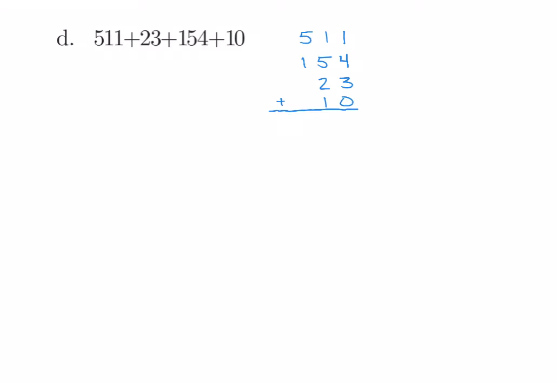Okay, so we go ahead and we start by adding straight down. Starting on the right, we get 1 plus 4 is 5, plus 3 is 8. Moving to the left, we get 1 plus 5 is 6, plus 2 is 8, plus 1 is 9. And finally, 5 plus 1 is 6. So our final answer is 698.